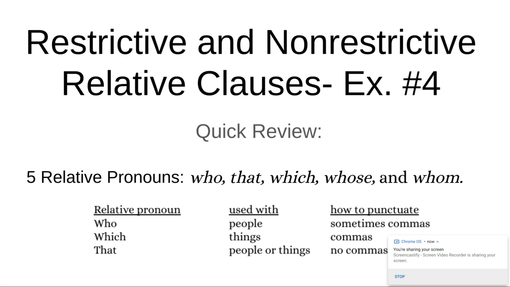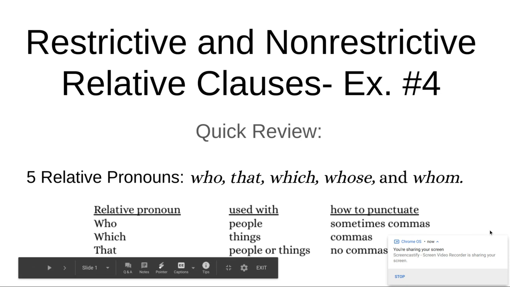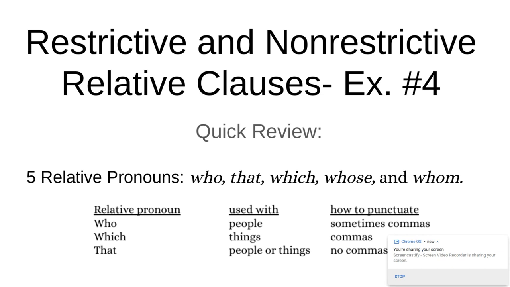We've really been focusing on those first 3. So who, that, which, whose, and whom. And I want to remind you that when we use the relative pronoun who, we use that with people, and we can sometimes use commas. Do we have to use commas? No, but we'll sometimes use commas. This exercise today will help you understand when you do and when you don't.